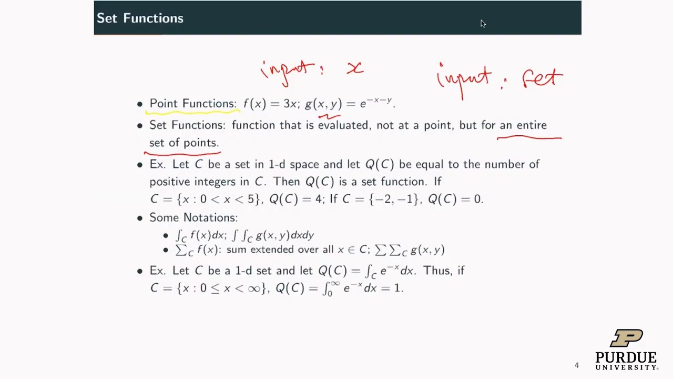Now I can give you some notation. If I do integration of f(x), I can do double integration of f(x). These are all set functions. I can do a sum over C. I can do a double sum over C. So this is a two-dimensional subset of C.